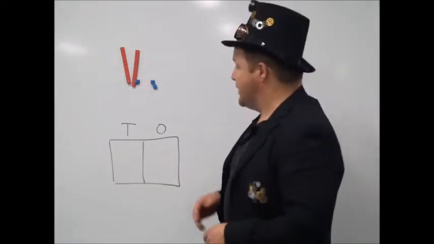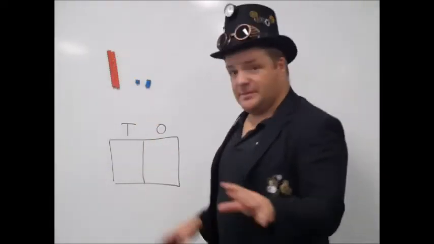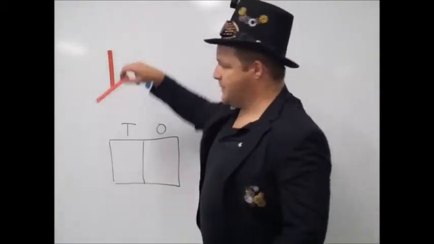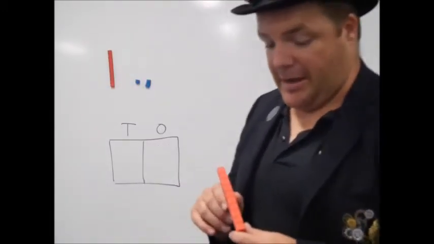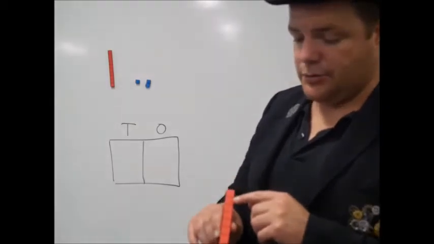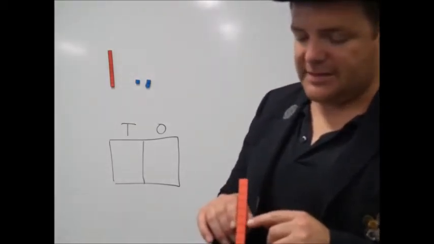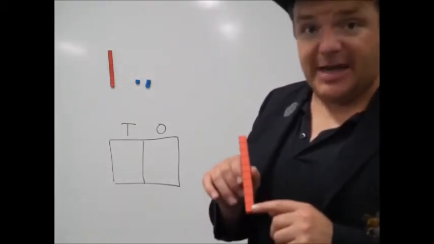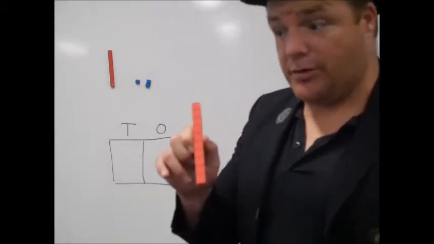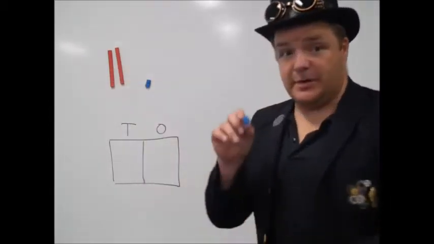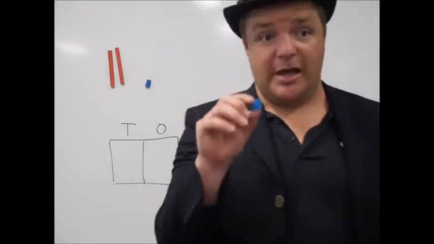or just counters. Now, it's important to note that if you look at this piece here, this is what we call a 10. 1, 2, 3, 4, 5, 6, 7, 8, 9, and 10. Okay, so this is always worth 10. This one here is a single unit. It's worth 1.